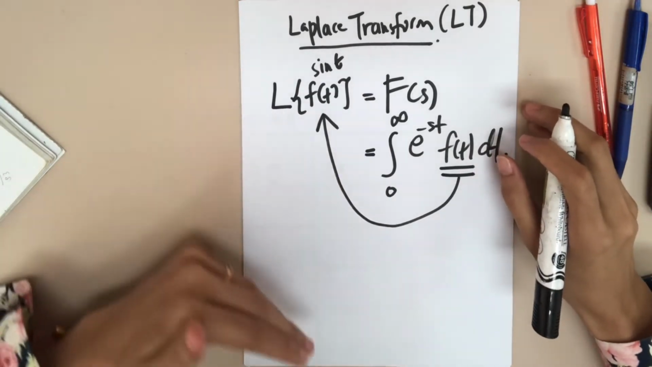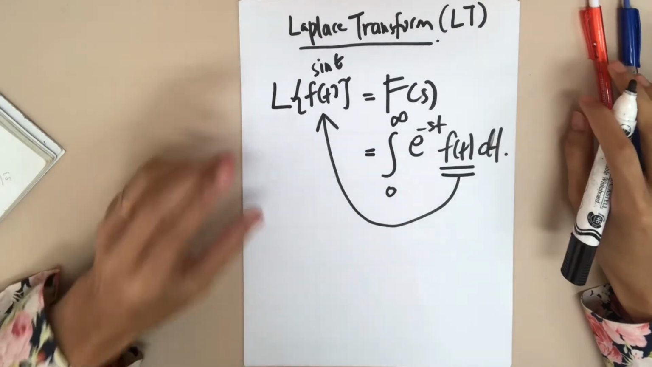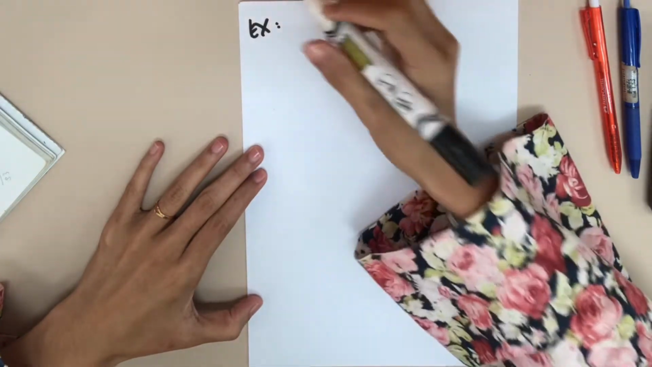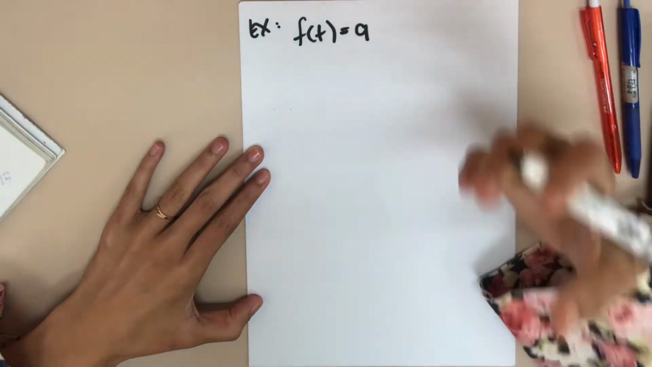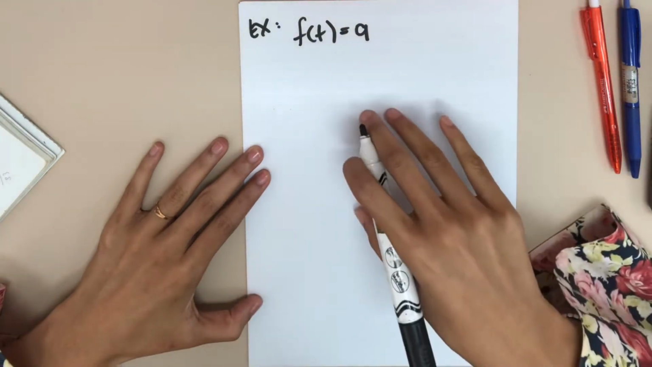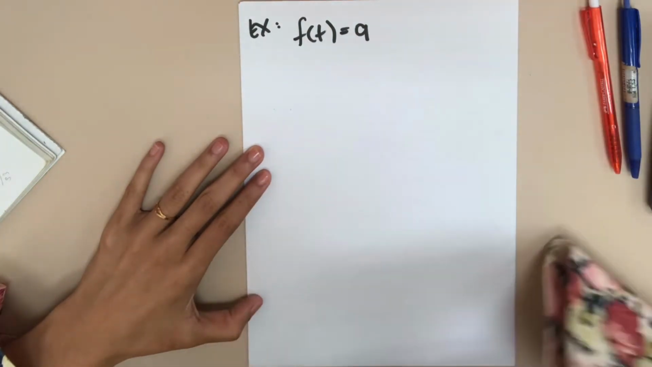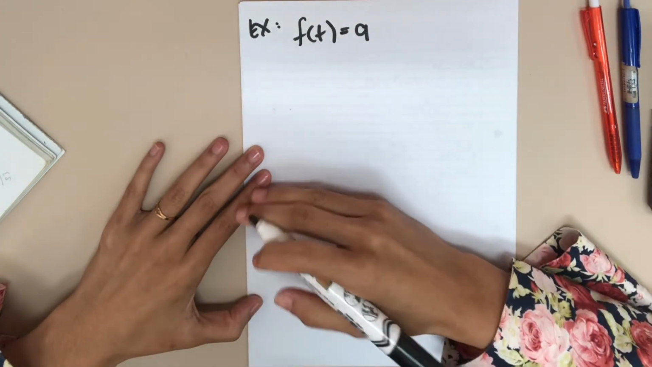So now I will show you an example on how to solve it, to find the Laplace transform. Let's say we have your f(t) equal to a. Let's say a is a constant. So a can be any number. It can be 5, it can be 100, it can be 1000, it can be negative. Doesn't matter, any number as long as it's a constant.